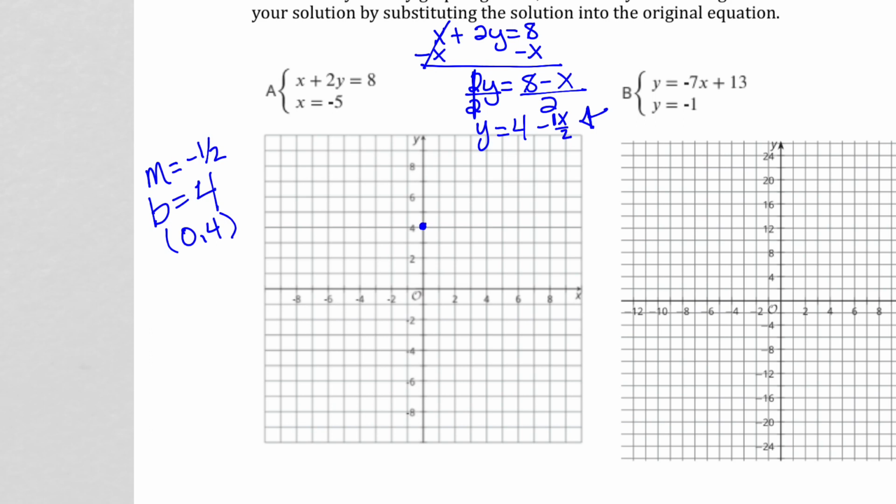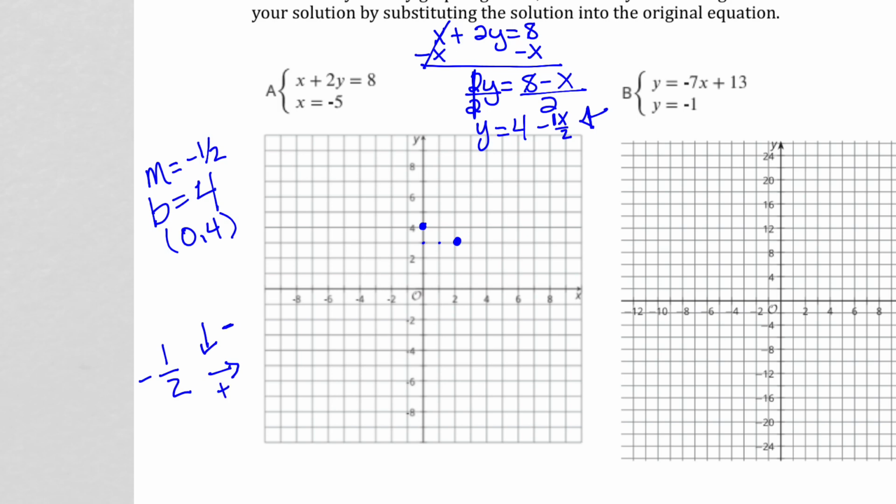What's my slope? Negative 1/2. How do I do that slope? For negative 1, do I go up or down? Down. For positive 2, do I go right or left? Right. So for negative 1/2, we're going to go down 1 and to the right 2. We're going to go down for the negative and to the right for positive.